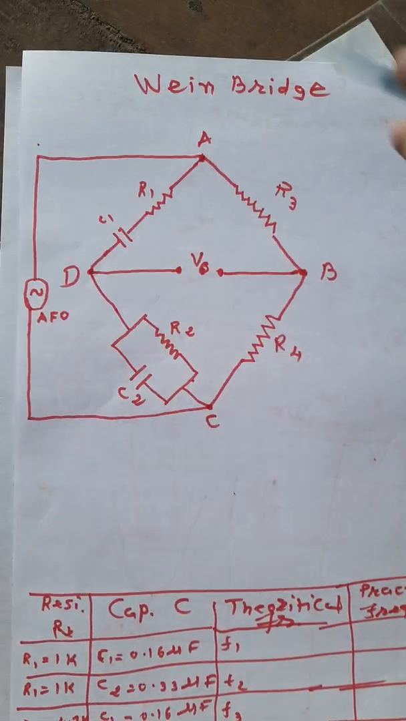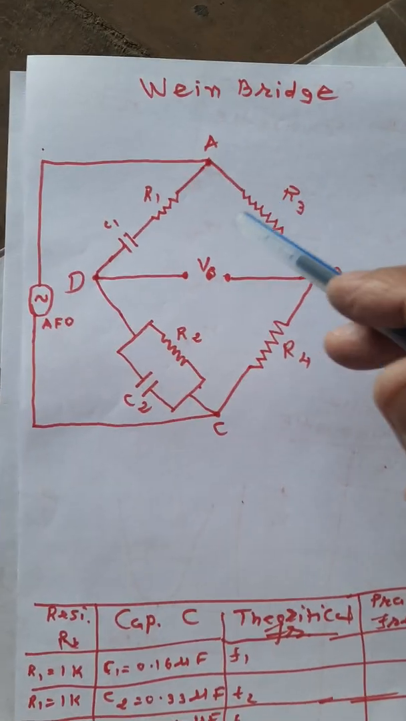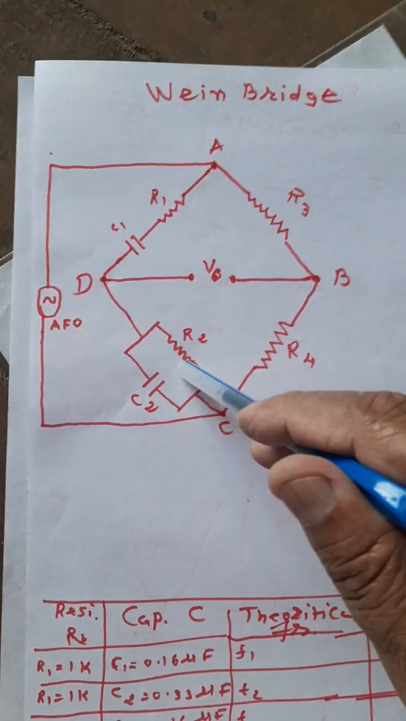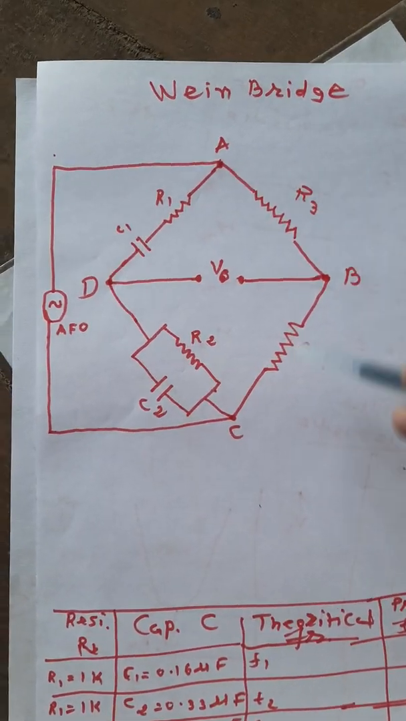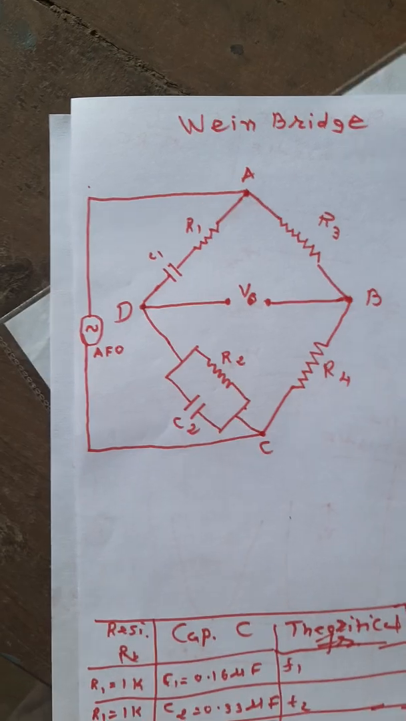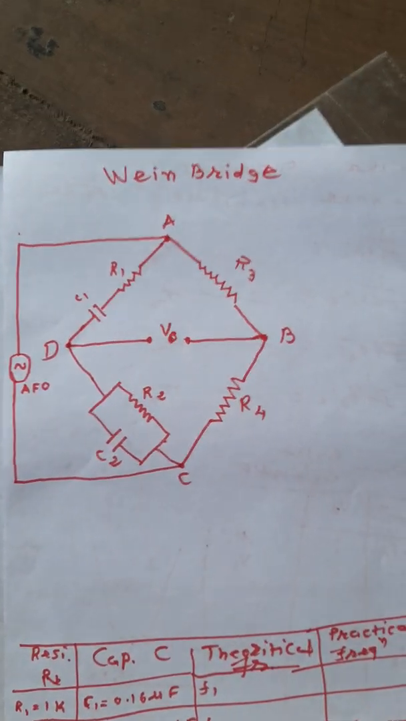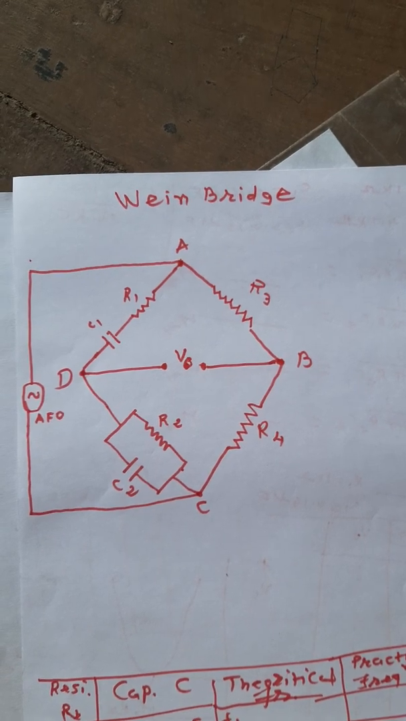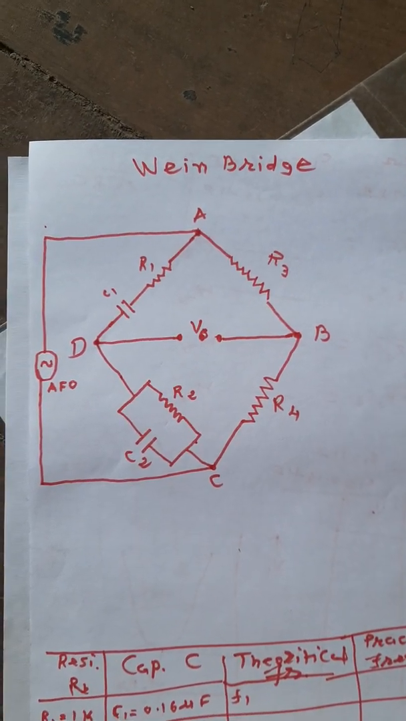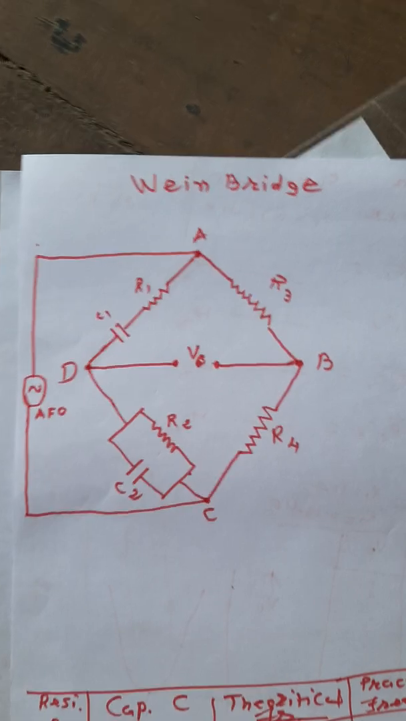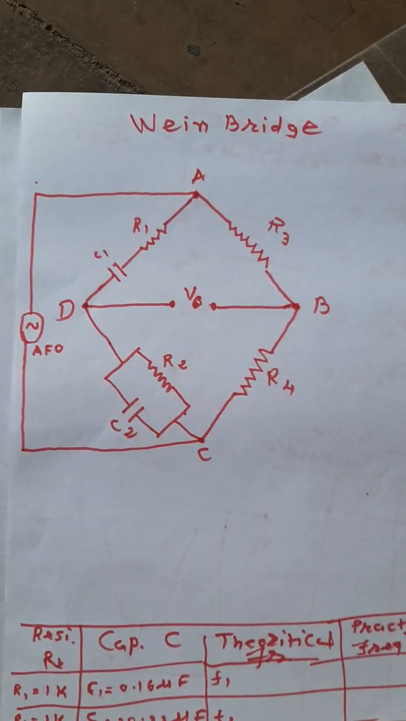So this bridge has 4 arms: impedance Z1, Z2, and resistors R3 and R4, and the balance condition is that Z1 by Z2 is equal to R3 divided by R4. So this ratio is known as the balance condition of the bridge.